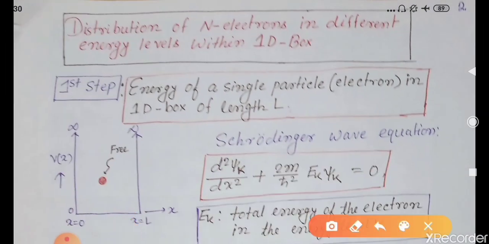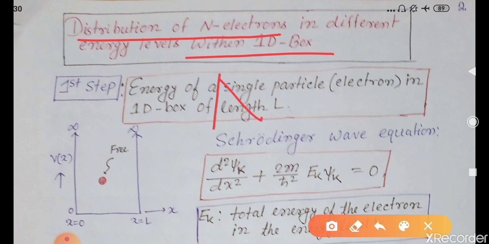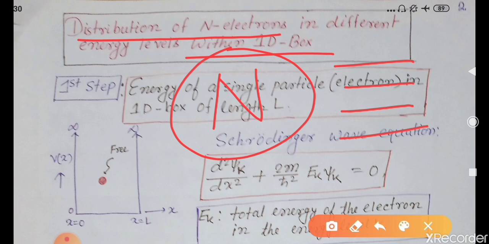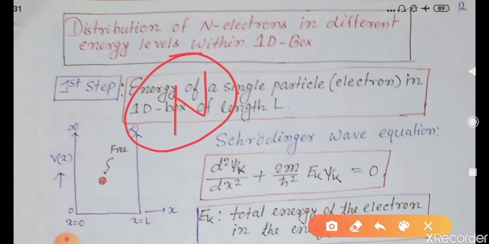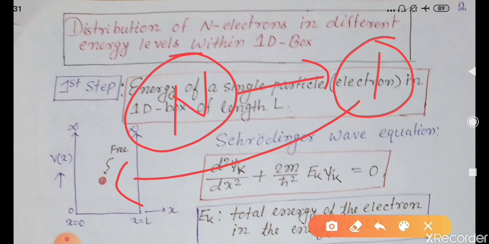Here we would like to know the distribution of n electrons in different energy levels when they are within a box. That means how n electrons will be distributed among different energy levels, and here we are considering these n electrons in a one-dimensional box. But we will further simplify our problem: initially we will not take n electrons, rather we will only take a single electron, and find out its behavior inside a one-dimensional box.